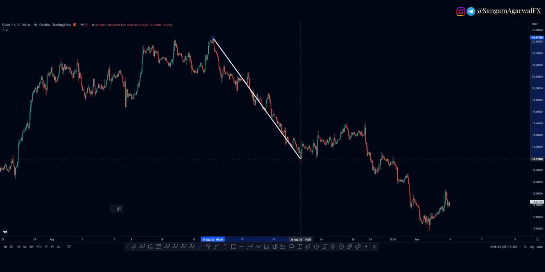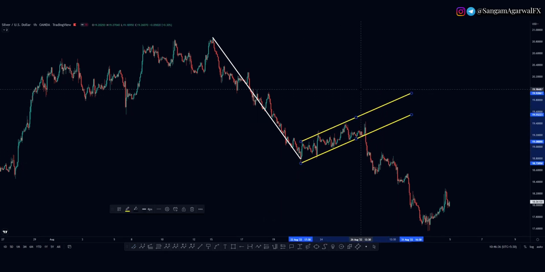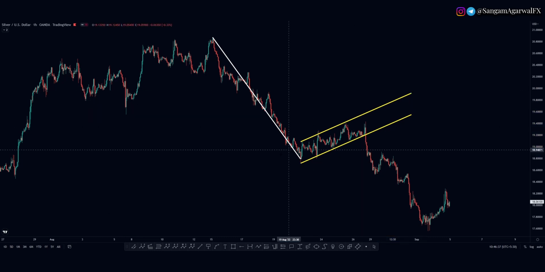Silver H1 time frame, first it came down, then it made the sideways correction like a flag pattern, then it came down again. Since this one is H1 time frame, you cannot know clearly why it is coming down and why it is making a new lower low.